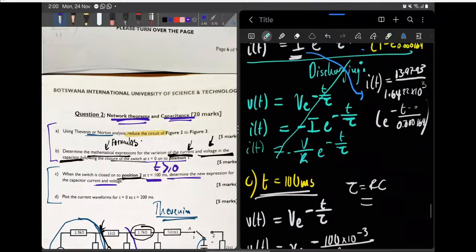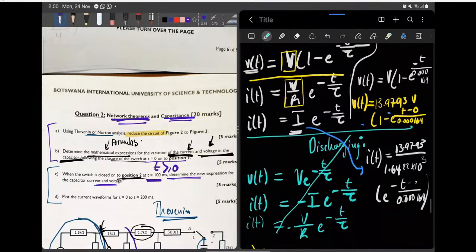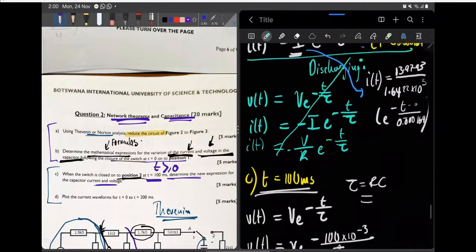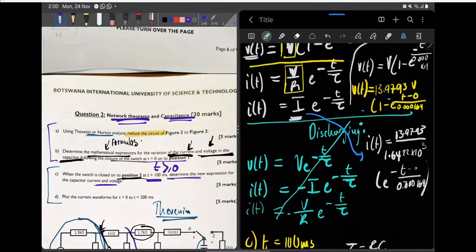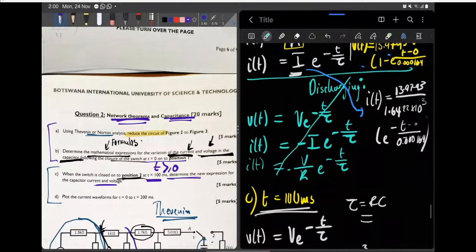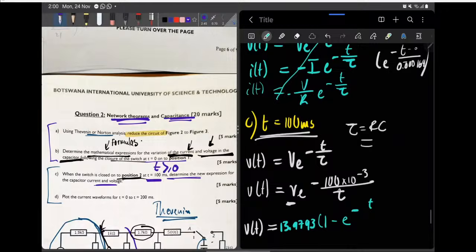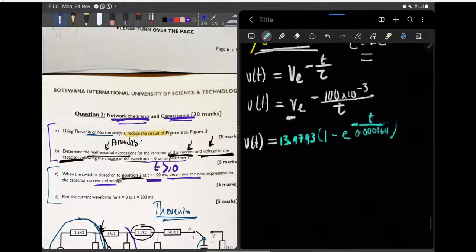So for the charging one, we have 1 minus e to the negative t over tau, which is going to be 0.000164. So now our time of 100 milliseconds is going to be 0.1.